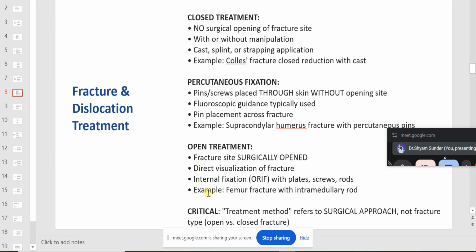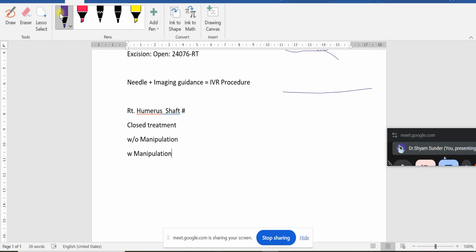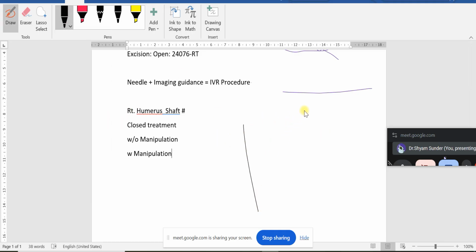Percutaneous fixation means, for example, this is the upper arm. This is the humerus: head, neck, shaft, and lower end. So here is the breakage. This is the right arm. Closed treatment we already discussed. Just apply POP. That's it.